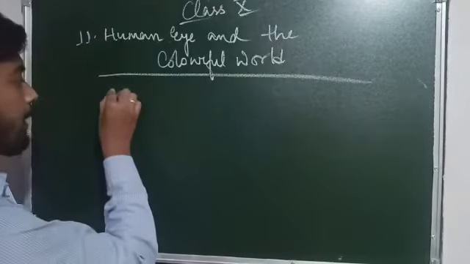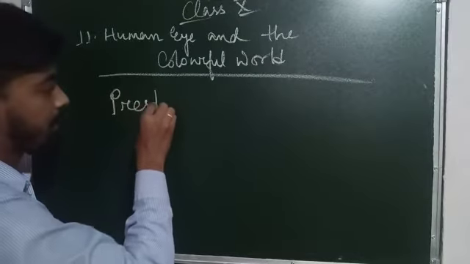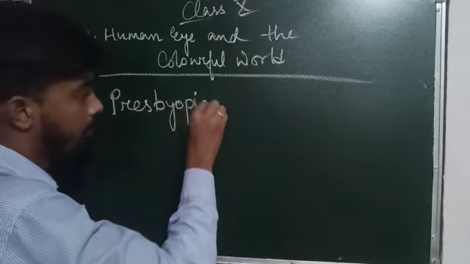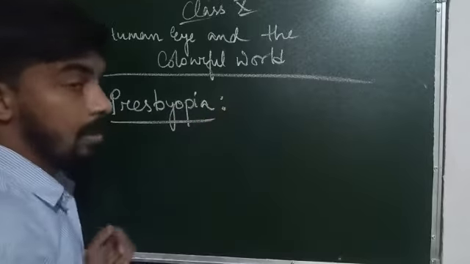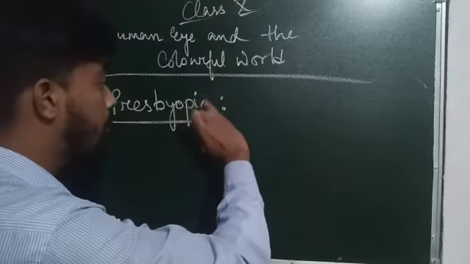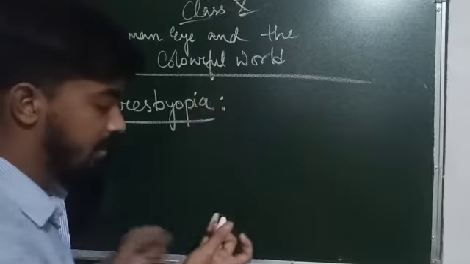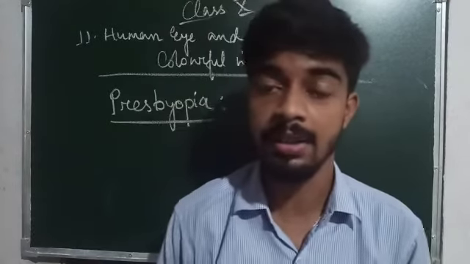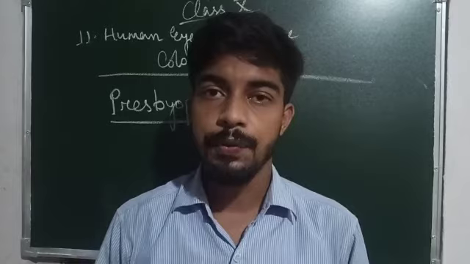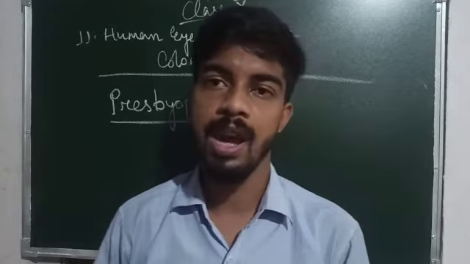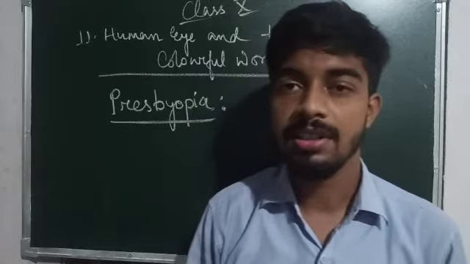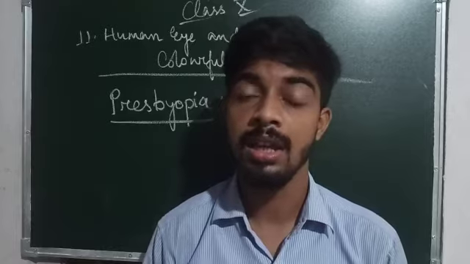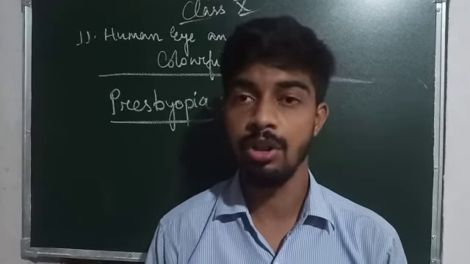Today we learn the third defect, that is presbyopia. In presbyopia, the person suffers from almost both diseases, that means myopia and hypermetropia. This occurs mostly due to aging, and due to aging, the power of accommodation of the eye reduces, meaning the eye cannot focus on the objects clearly.